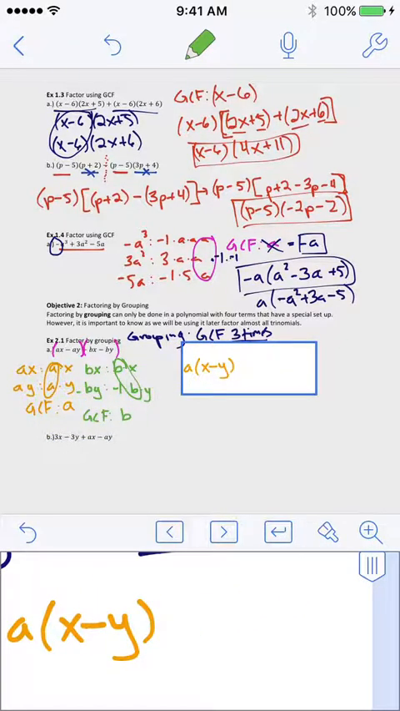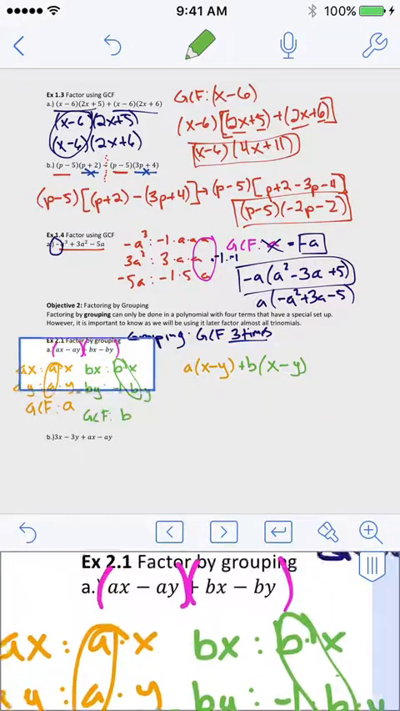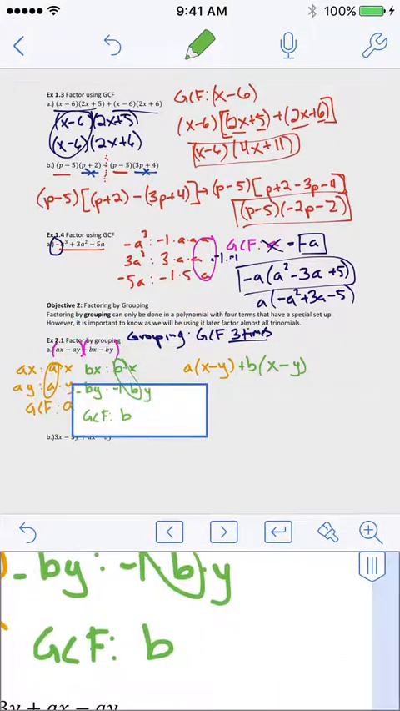Alright. Take out positive B. What's left over is X minus Y. Now this time I chose to leave the negative in because I want these two to match. So that was the first time GCF, second time GCF.